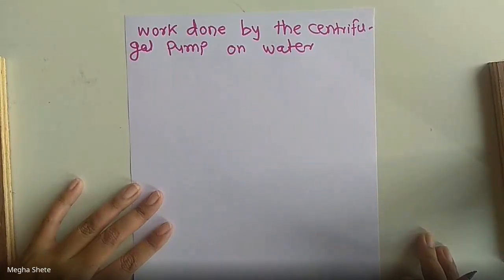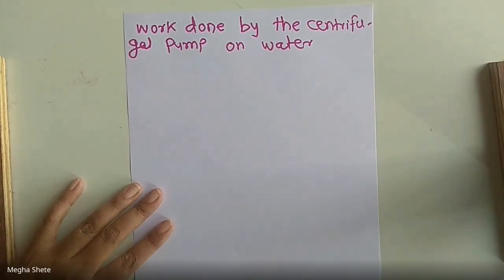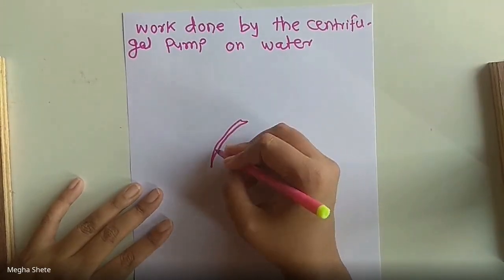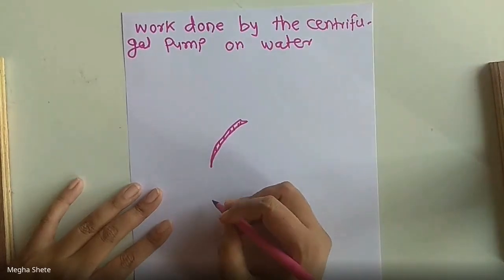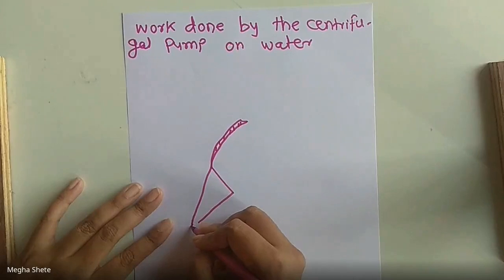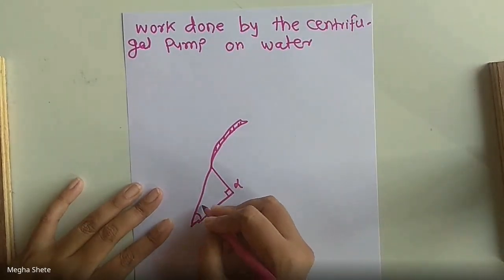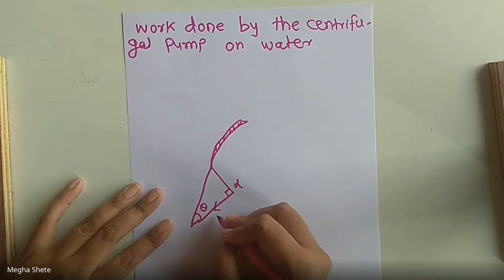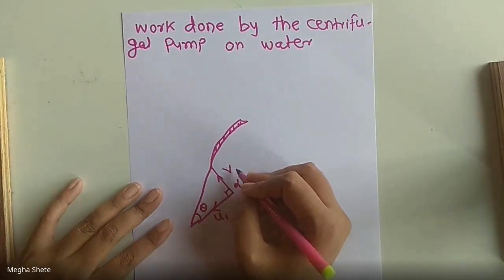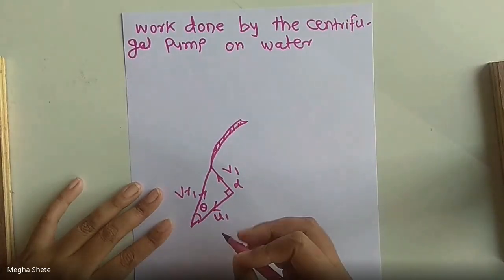For drawing the velocity triangle, we are going to use the same notation that we have used in case of the turbines. Then this is the blade. Angle alpha, angle theta, tangential velocity u1, absolute velocity v1, relative velocity vr1.